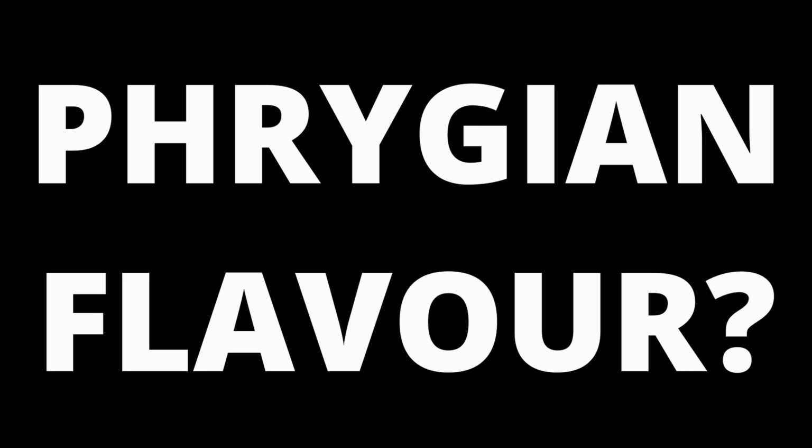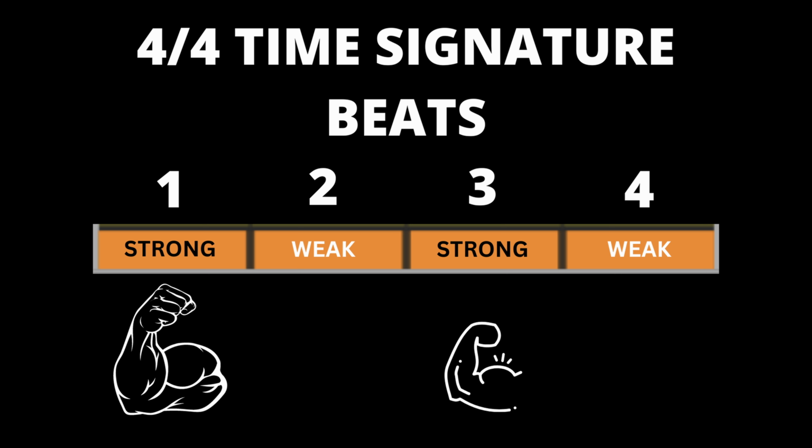You want to focus on these notes to bring out the Phrygian flavour, but what else can you do to achieve this? If you play notes on a strong beat, then they are felt more and stand out. In a 4/4 time signature, with 4 beats in a bar, this would be beats 1 and 3, with the first beat being the strongest.